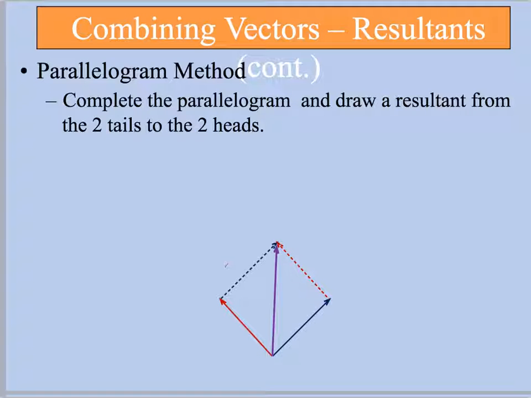Let's say we had a vector there, and we had another vector, say, here. Well, I would take this vector, and I would draw a carbon copy of it from the end of the first vector, the longer vector. And then I would take this vector here, and I would draw a carbon copy of it right there. And then I would draw from the origin to where those two vectors met. And that would be my resultant in blue.